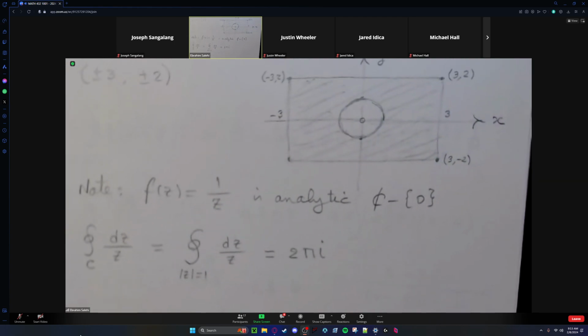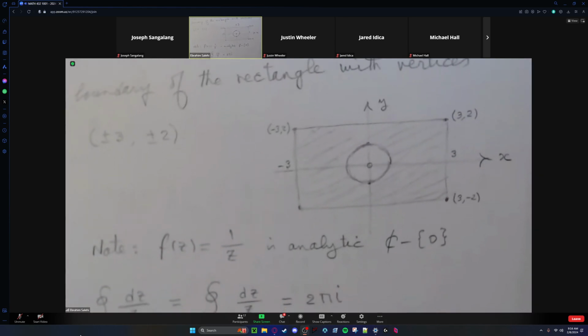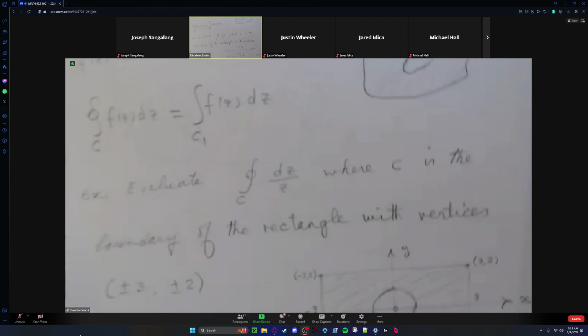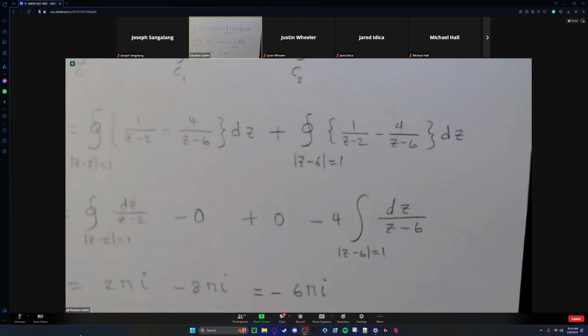Any comment, any question about this example? No comment. All right. Well, I'm going to give you another example.